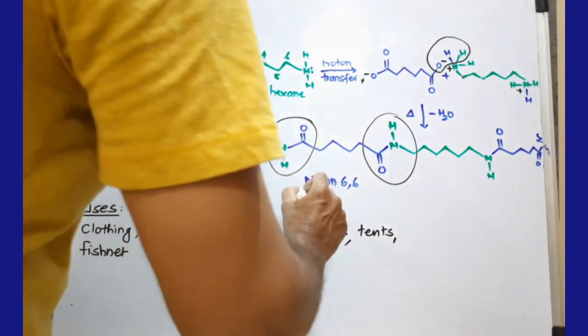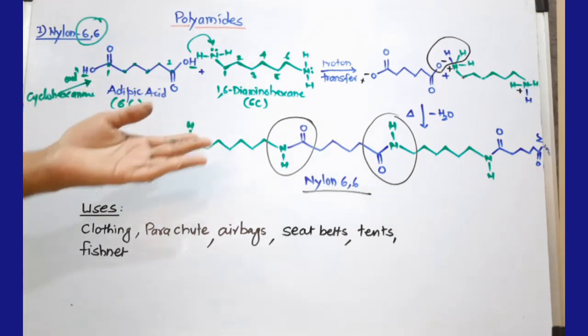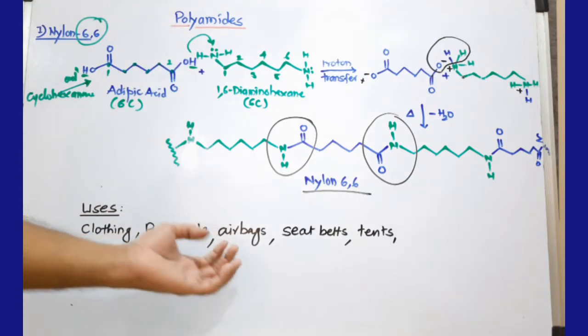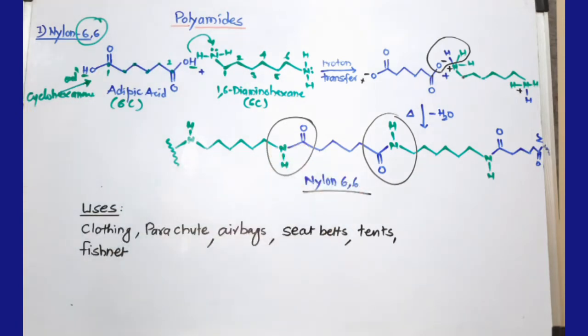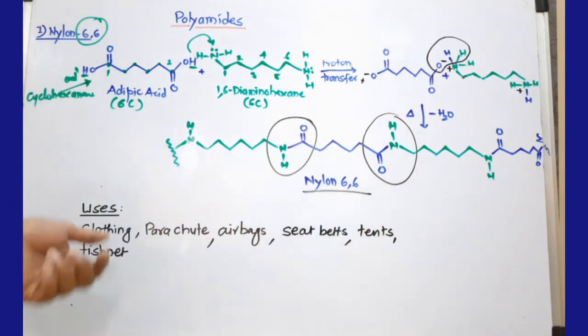So this is called nylon 66, and it's a very useful polymer. It is used for making certain clothes. You can make parachutes, airbags, seat belts, tents, and even fish nets from nylon 66. And when you compare the properties of nylon 6,6 and nylon 6, nylon 6,6 is quite a bit better than nylon 6.